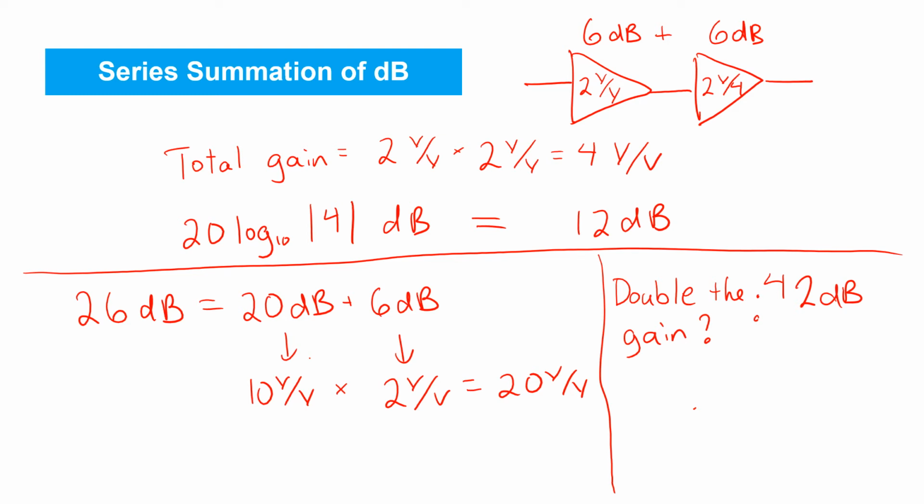Of a 42 dB amplifier. Assuming he means double the gain in volts per volt, that's the same as just adding 6 dB to 42, or getting a total gain of 48 dB. Again, no need for logarithms or exponents.